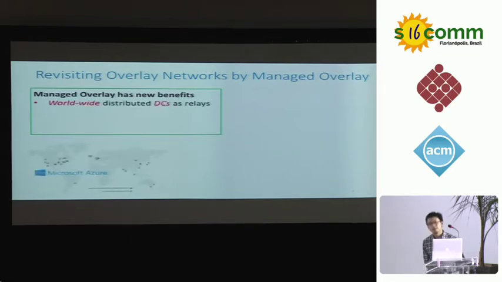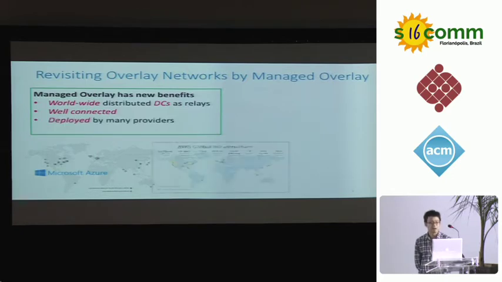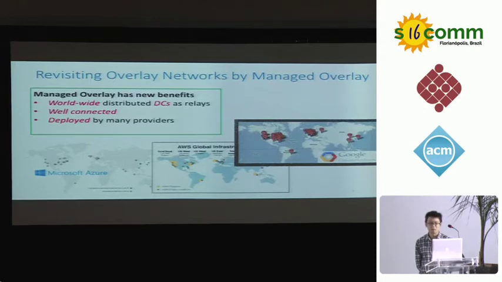First, its nodes are well-managed, well-connected data centers that are widely spread over the world. And it's been deployed by many companies like Microsoft, Amazon, and Google. Finally, it has a single administrative entity, which gives fine-grained control over the system in real time. Now, all of these factors make it a good time to revisit the overlay network approach.